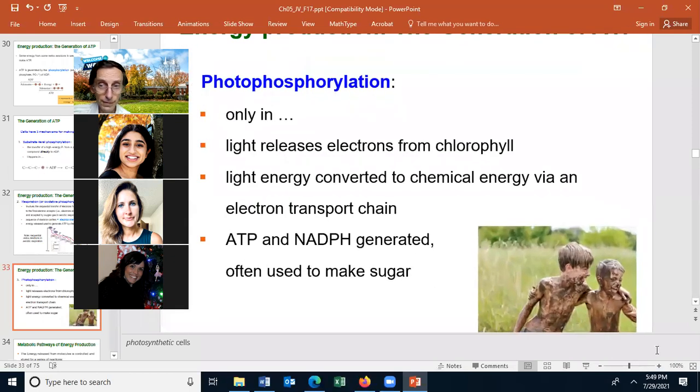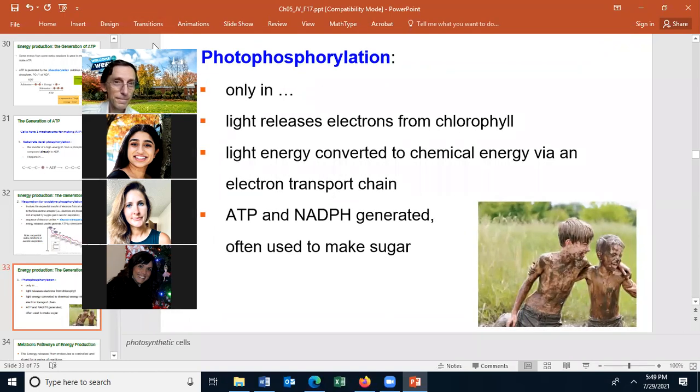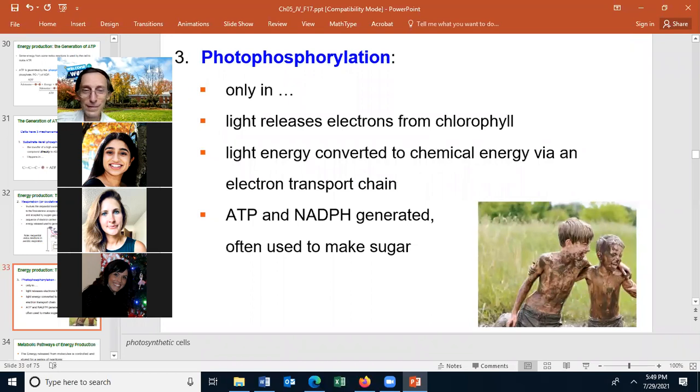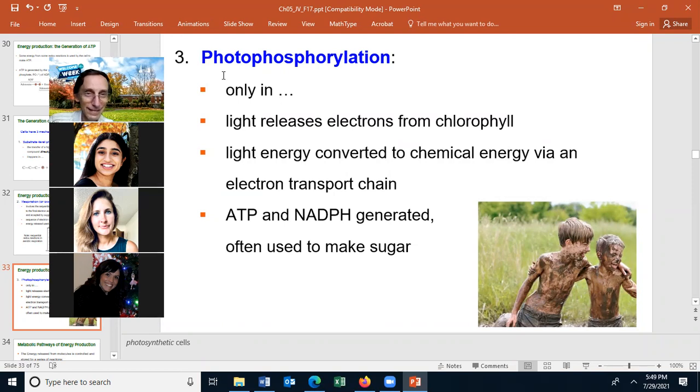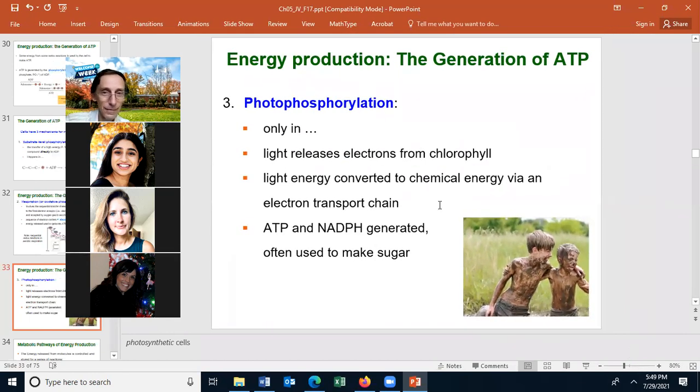In this photograph, you can see some photosynthetic organisms. That's why the boys are so muddy. Any question about that? That was a joke, obviously. Children are not photosynthetic. All right, let's move on.